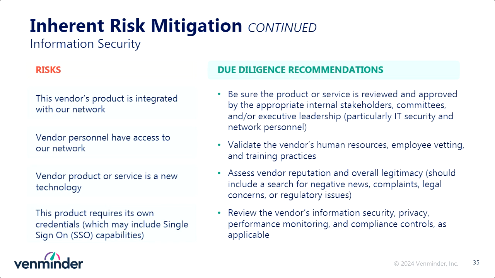Information security risks can include a vendor's product that integrates with your network or the vendor's personnel that has access to your network. For these types of risks, there's a lot of important due diligence to review. First of all, you'll want to make sure that the product or service is reviewed and approved by appropriate stakeholders. And it's also important to validate the vendor's human resources and training practices. This gives you a better understanding of how the vendor is assessing the qualifications of its employees that are going to have access to your network. You would also want to review the vendor's InfoSec, privacy, and compliance controls.